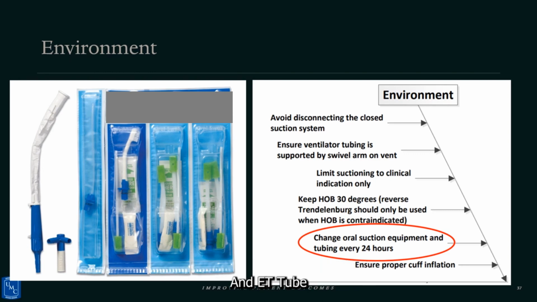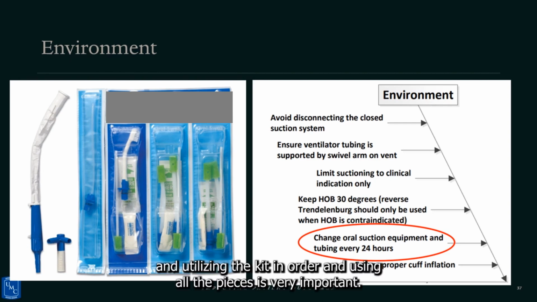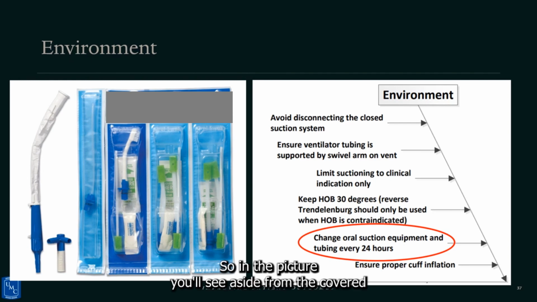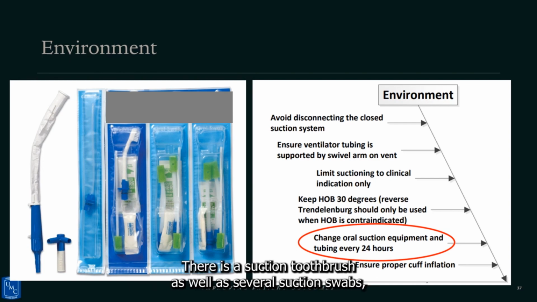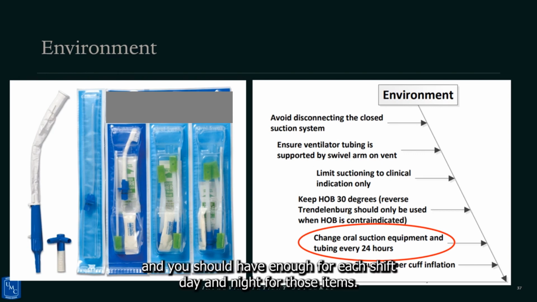For oral care, we use the kits, which is the image on the left. Each kit is designed for oral care on patients with assisted ventilation for the whole 24 hours. And utilizing the kit in order and using all the pieces is very important. So in the picture you'll see, aside from the covered Yankauer, there's also the subglottic suction tube. There is a suction toothbrush as well as several suction swabs. And you should have enough for each shift, day and night, for those items.